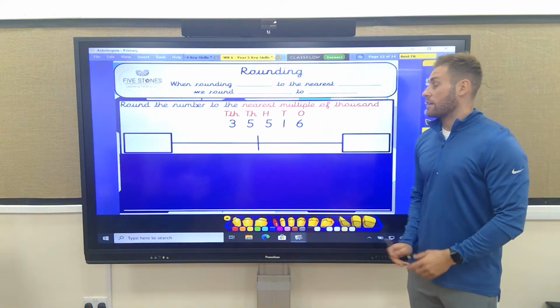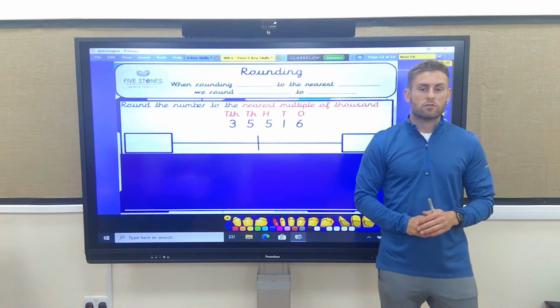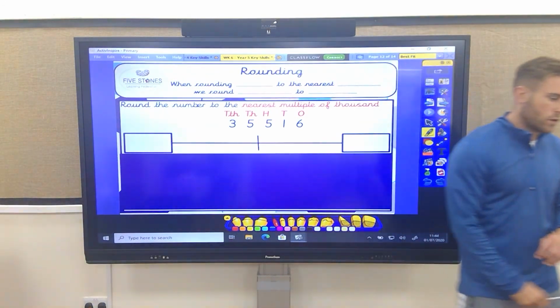Now, nearest multiple of 1,000 again. See where we're at, see where we could be, choose whether you need to round up or down. Pause the screen, off you go.